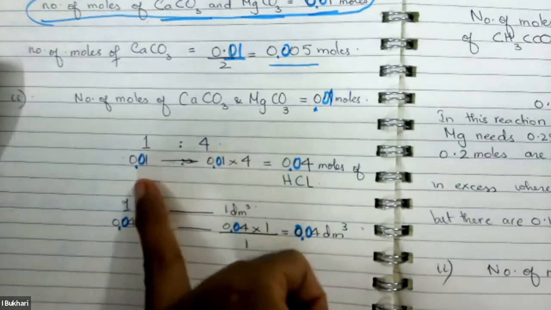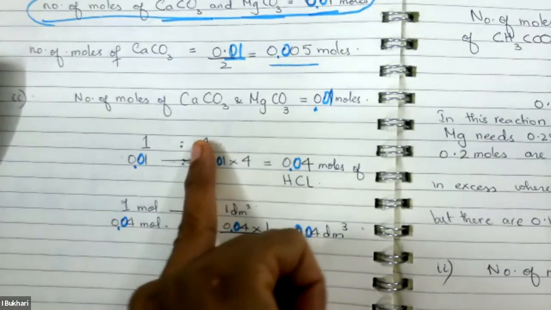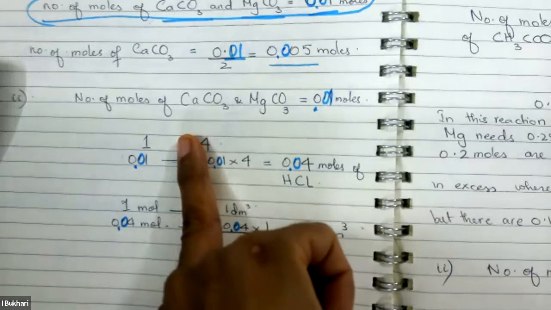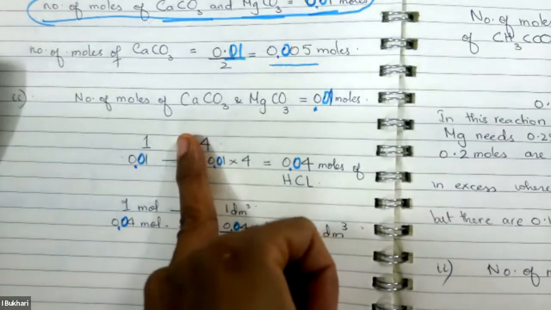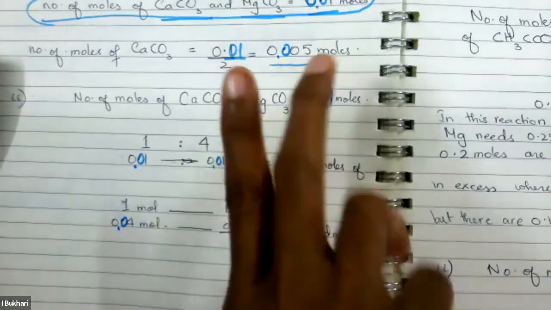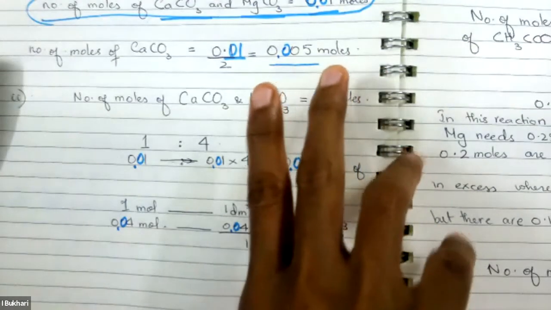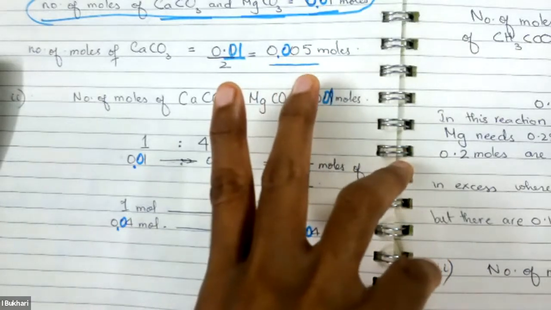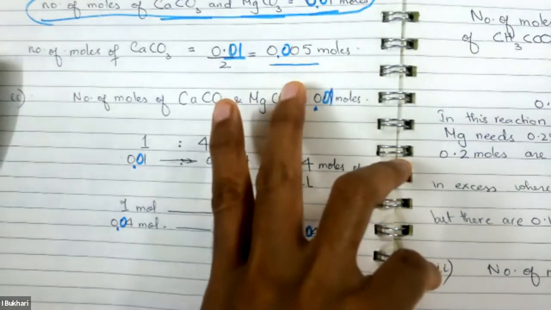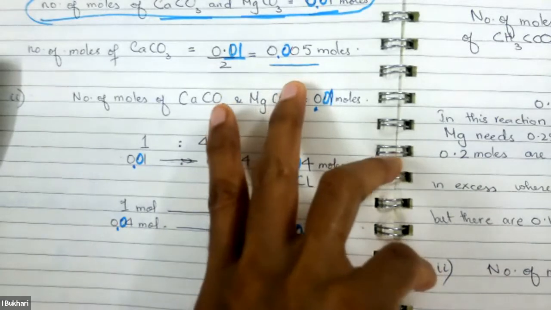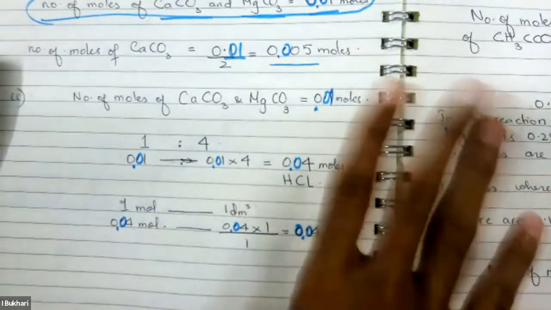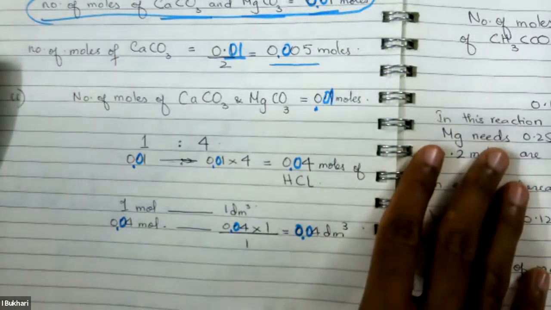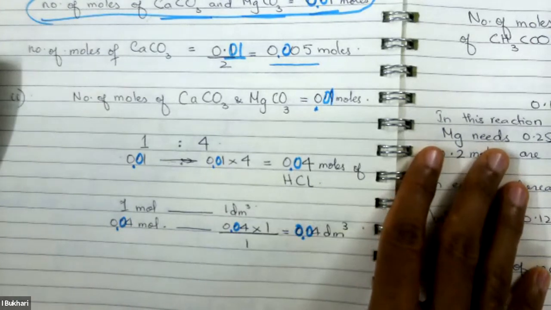Just like, why did you write 4? Because if you look at the equations, each mole of calcium carbonate and magnesium carbonate is reacting with 2 moles of hydrochloric acid. So if you're calculating the volume of hydrochloric acid needed to react with one tablet, the tablet has both calcium and magnesium. So each mole should give 2 moles of hydrochloric acid.